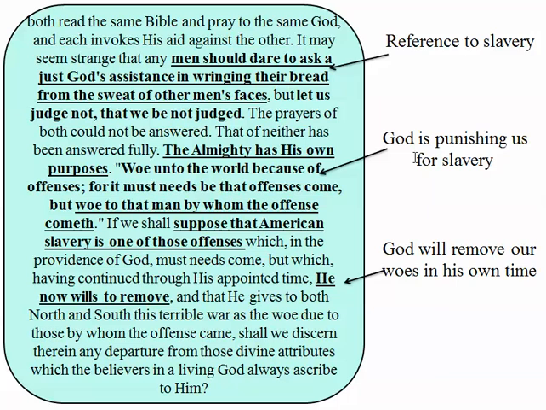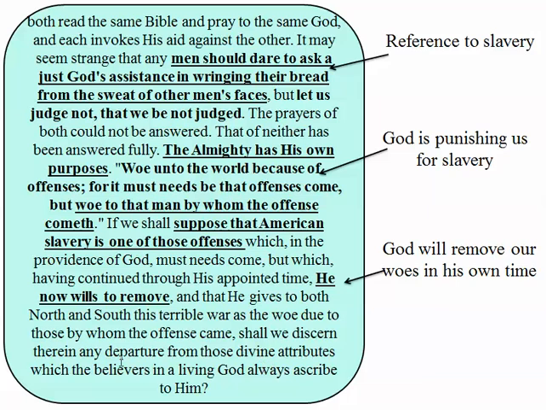He's talking about God punishing us for having slaves. Then he says, if we shall suppose that American slavery is one of those offenses, which in the providence of God must needs come, but which having continued through his appointed time, he now wills to remove, and that he gives to both North and South this terrible war, as the woe due to those whom the offense came. In other words, God will remove our woes in his own time. He gave us these woes by giving us the Civil War because we had slavery, the offense, which we perpetuated.